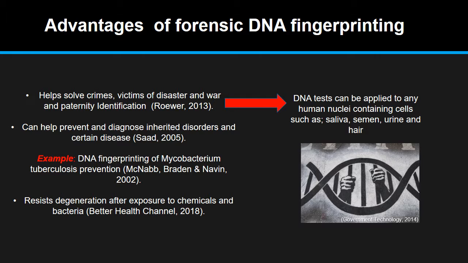DNA fingerprinting is also used to prevent and diagnose inherited disorders and certain types of diseases. Interestingly, I'm going to use an example in which DNA fingerprinting is used in the prevention of Mycobacterium tuberculosis. This use of DNA fingerprinting is a relatively new laboratory technique and was originally established in 1996 by the Centers for Disease Control and Prevention. It was a 5-year prospective population-based study which was conducted from 1996 to 2000.